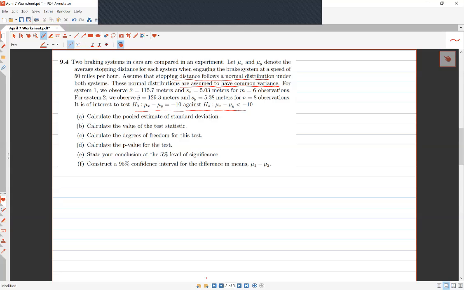our null hypothesis is actually anticipating a specific difference. It's saying under the null hypothesis, again, if I define delta, in this case to be mu x minus mu y, our null hypothesis says on average, the difference is 10 units. Like braking system number 1 minus braking system number 2, we expect to be 10.